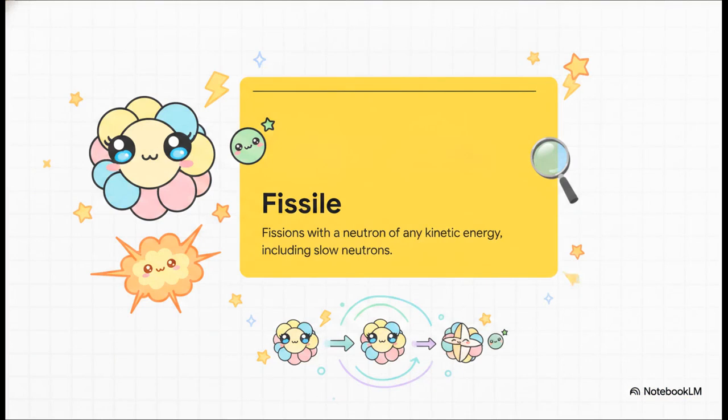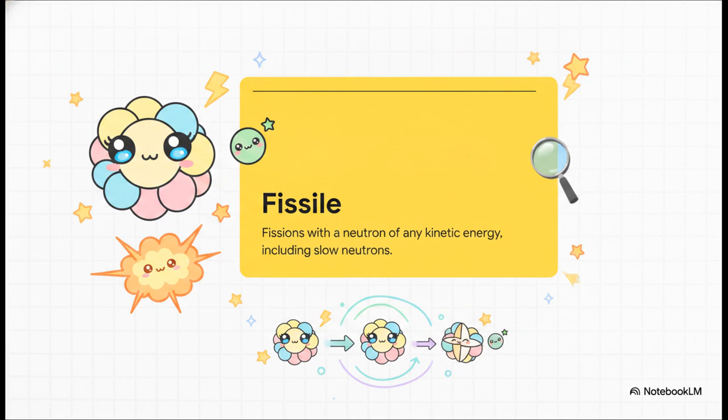Before we can solve our mystery, we really need to untangle three terms that sound almost identical but mean very different things. First up, we have fissile. These are basically the rock stars of a nuclear reactor. A fissile nuclide can be split apart by a neutron with literally any kinetic energy. We're talking even a slow, zero-energy thermal neutron. The most famous example here is uranium-235. It is actually the only naturally occurring fissile nuclide on Earth.